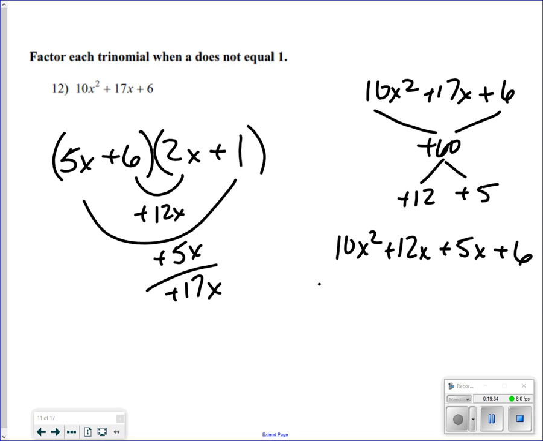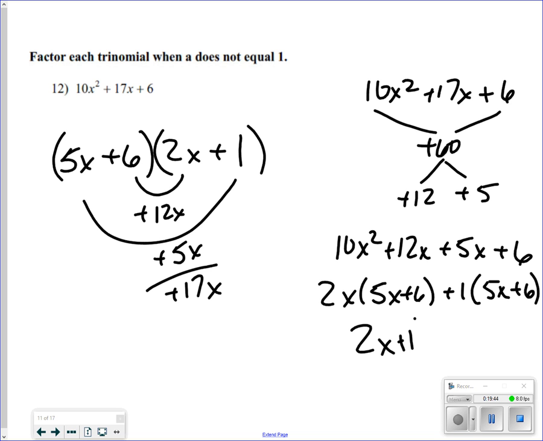Take the GCF of the first two. Nothing comes out as a GCF of the second two. And so I group the GCFs and keep what's the same.